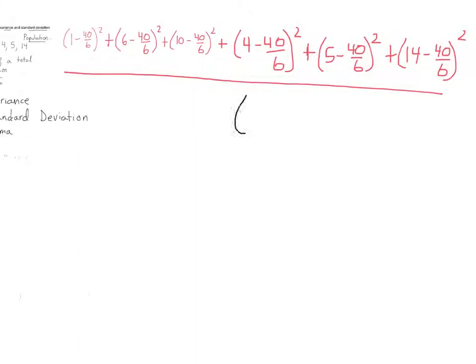Let's calculate each of those. For the first one, 1 minus 40 over 6, all squared, I got 289 over 9. Really, I got 32.11111 repeating, and then I pressed math enter. Then for the second one, 6 minus 40 over 6 squared, I got 0.444, and I pressed math enter, and it told me 4/9.